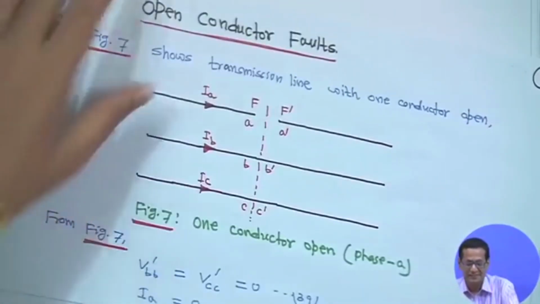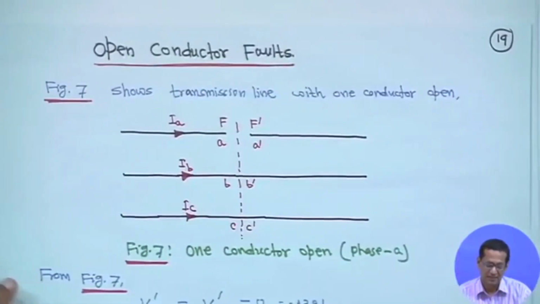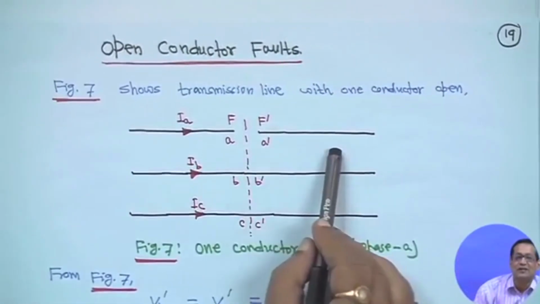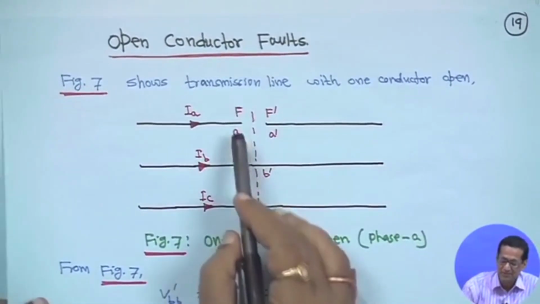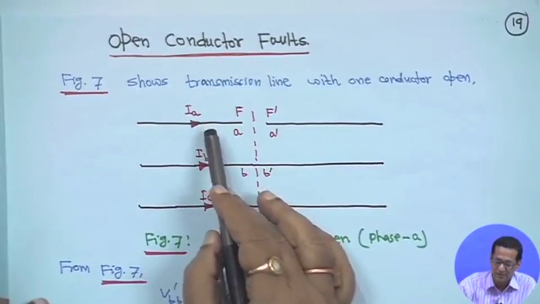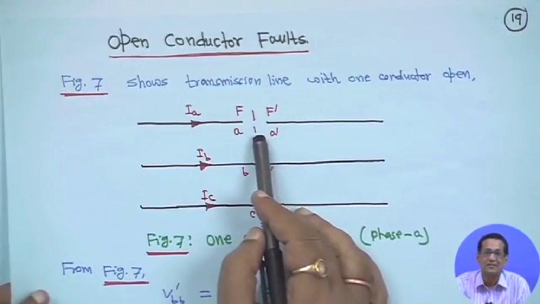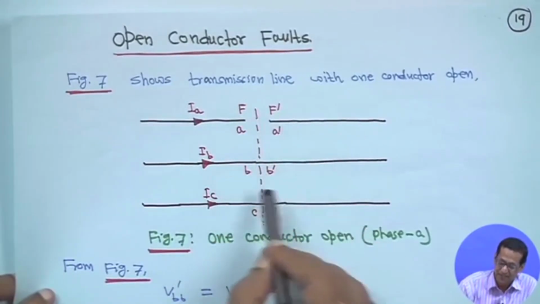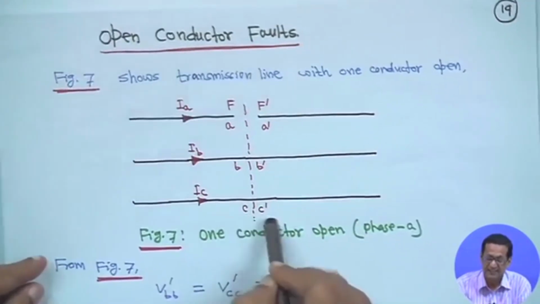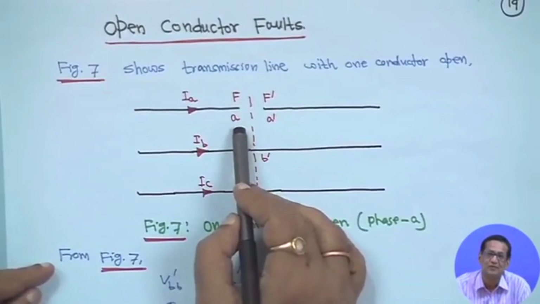Next is the open conductor fault. These are although very rare, but suppose an open conductor, a broken conductor. Open conductor means broken conductor. Suppose this is figure 7, you have phases A, B, C, currents flowing through these are IA, IB, IC, but suddenly in phase A, suppose the conductor is open. So, what we are doing is marking A, A dash, then B, B dash and C, C dash. So, one conductor is open, that is phase A conductor is open.